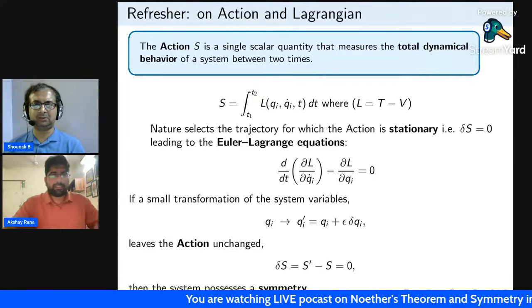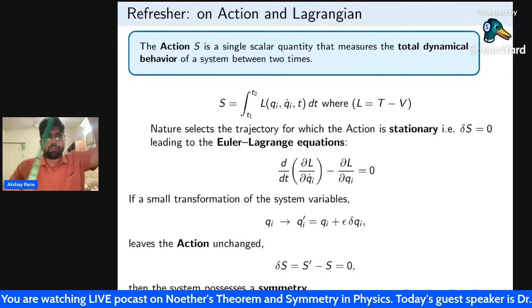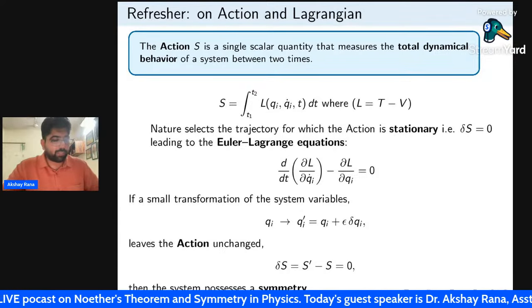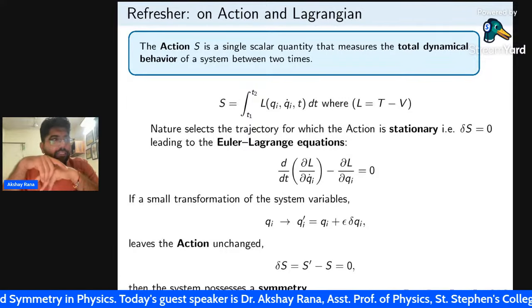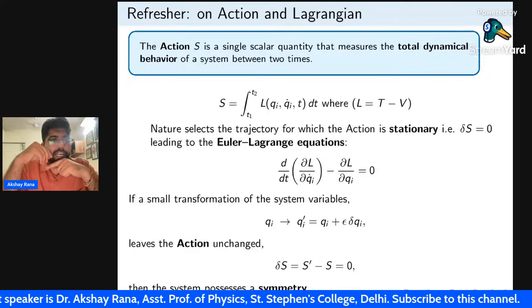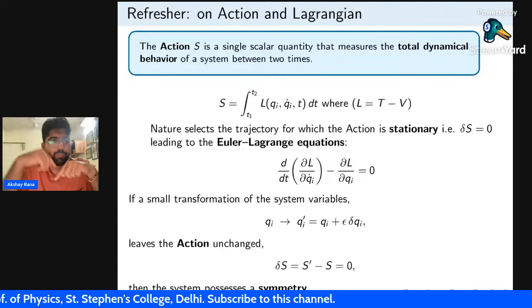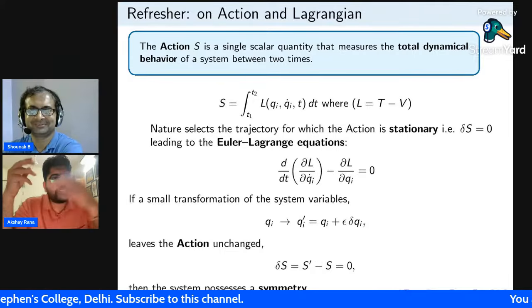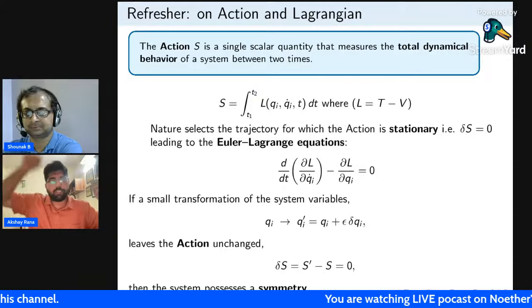Yeah. So for solving any system, we define a quantity called action. This action is very interesting. You can think about it like this: let's say I plan to go from Delhi to Kolkata. Then there can be an infinite number of ways I can choose, an infinite number of paths. I can go through different routes.